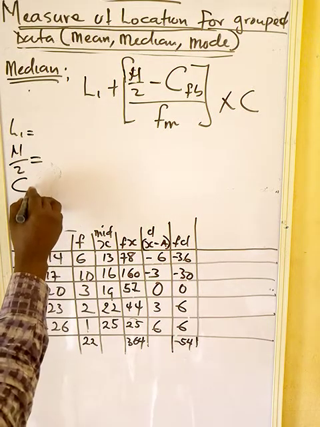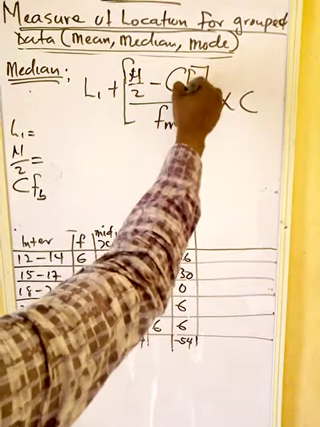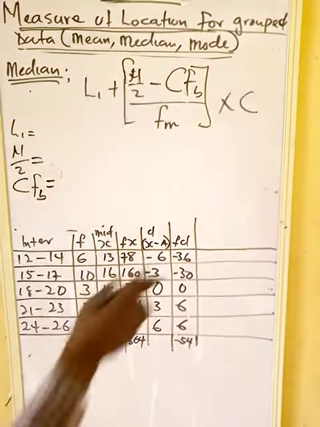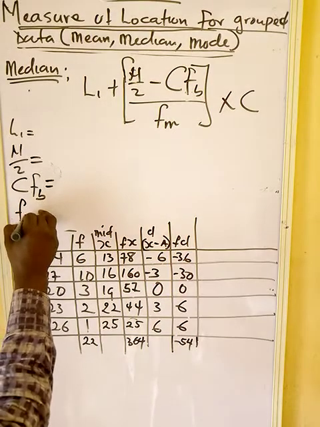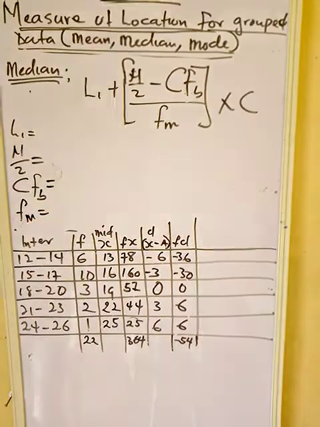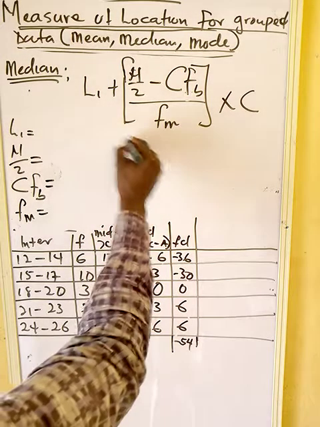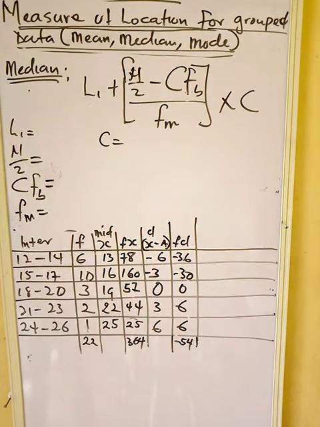Where our CFB is the cumulative frequency before the median class. It means we need cumulative frequency. Then where our FM is the frequency of the median class. Where our C is the class size.